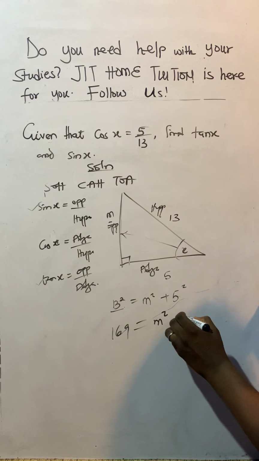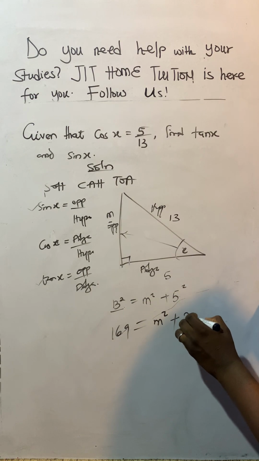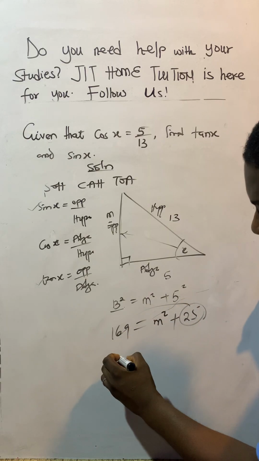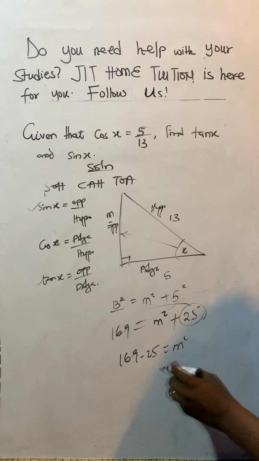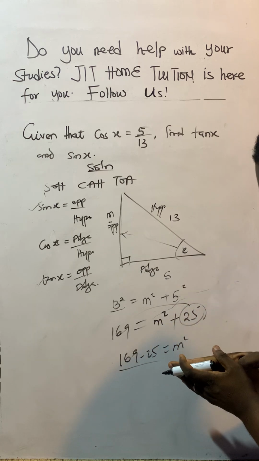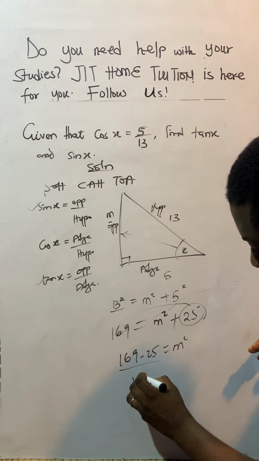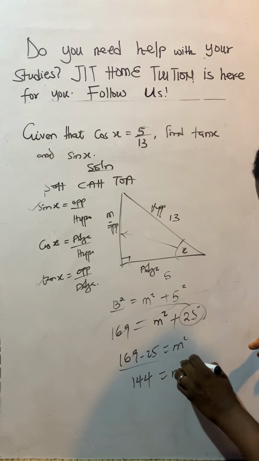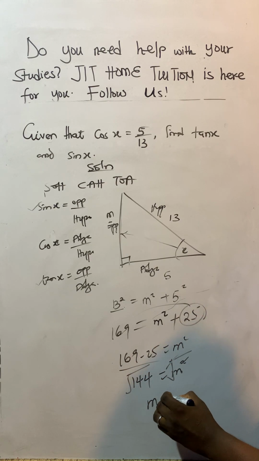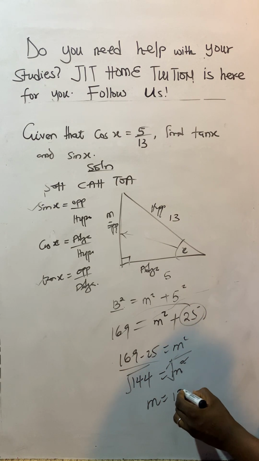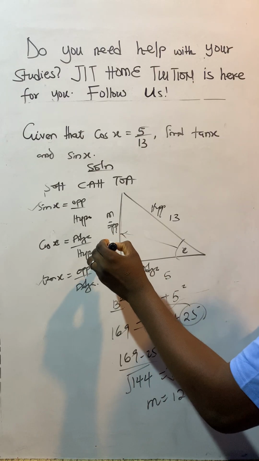And this side, what do you have? 5 times 5, that is 25. So it will move to this side. 169 minus 25 equal to m squared. When you deduct, that is going to give you 144 equals m squared. You take square root of both sides, and you have m to be equal to what? That is 12. Meaning that this side is 12.